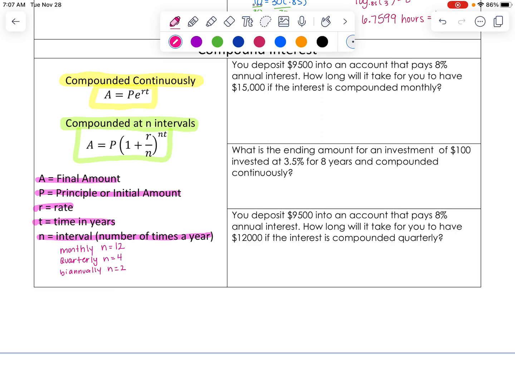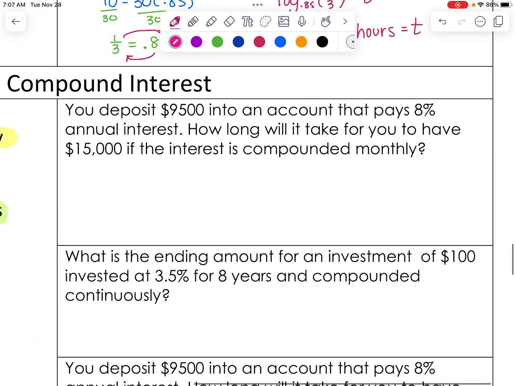So let's start with this first example here. You deposit $9,500 into an account that pays 8% annual interest. How long will it take for you to have $15,000 if the interest is compounded monthly? All right, so let's look at all these numbers I just highlighted. You deposit $9,500. That is going to be your initial value, or P. The account pays 8% interest. 8% is your rate, r. If you want to know how long it'll take to have $15,000, that's going to be your final amount, A.